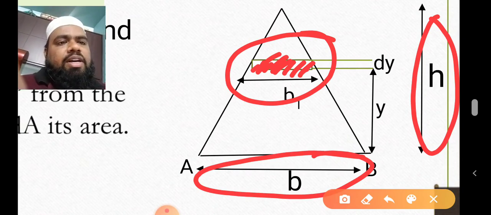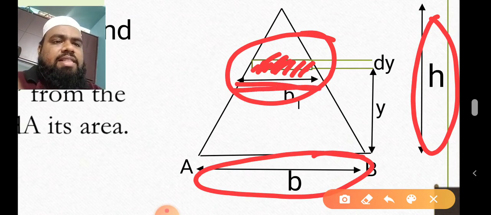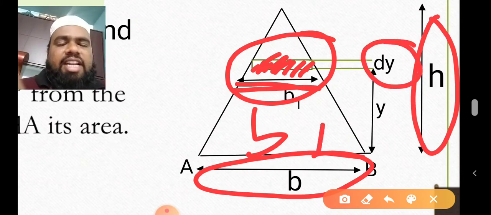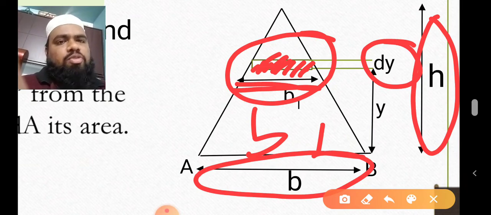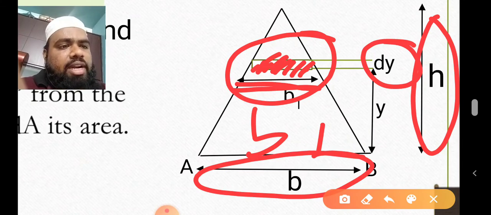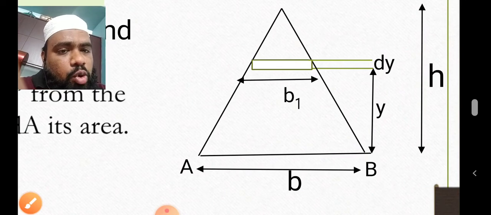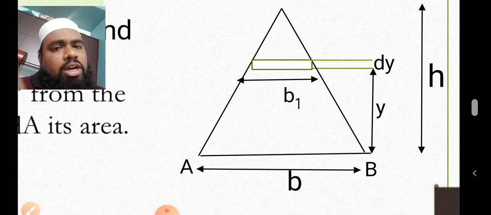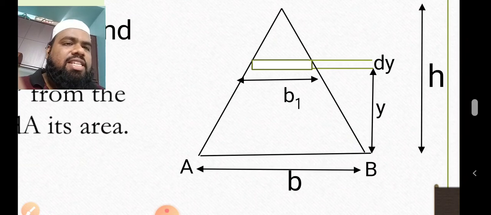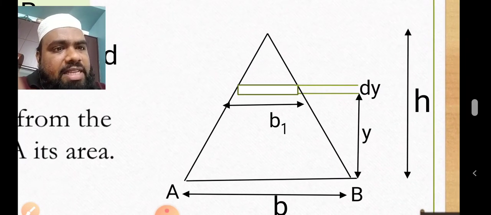So the strip with base B1 and the thickness dy. Sorry, not thickness; for plane sections there won't be a thickness. You can call it height. The base of the whole triangle is B. The height of the whole triangle is H. To find the moment of inertia, we must consider a strip. The strip has base B1 and height dy.